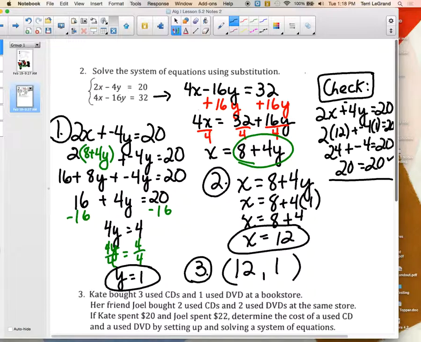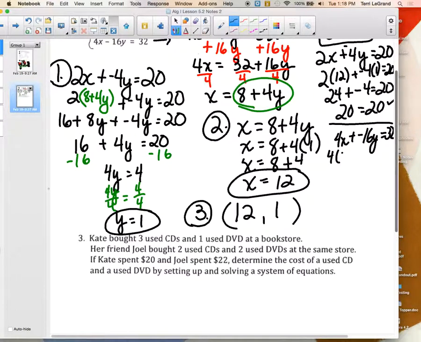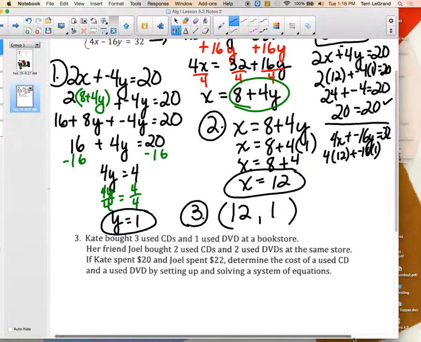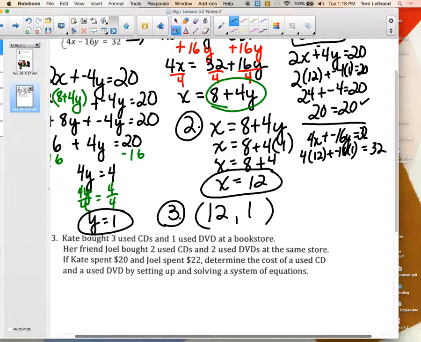Okay, so then our other check problem would be 4x, and I'm going to change it to add the opposite, plus negative 16y equals 32. We put our 12 in for x. Thank goodness it's the 4 we get to take times 12, not that 16. And negative 16 times 1, and we're supposed to get 32 on the other side. Four times 12 is? 48. Negative 16 times 1? Negative 16. Bring down our equals 32.